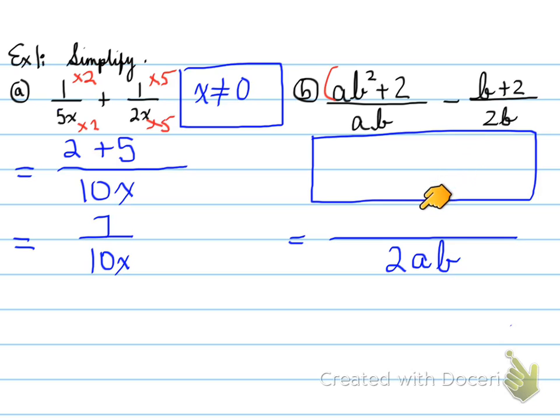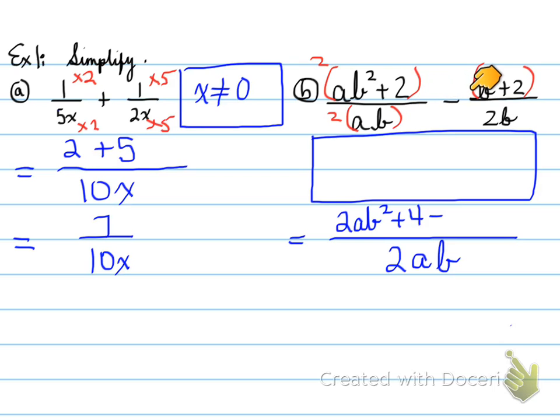Now, whatever I do to the denominator, I must do to the numerator. So in this case, I'm going to multiply the denominator by 2 to get 2ab. So whatever I do to the bottom, I have to do to the top. So I multiply by 2 to the whole thing in the numerator. 2 times ab squared is 2ab squared, plus 2 times 2, which is 4.